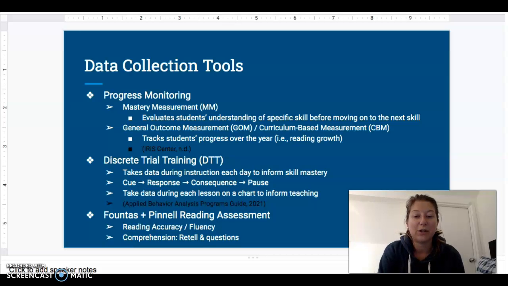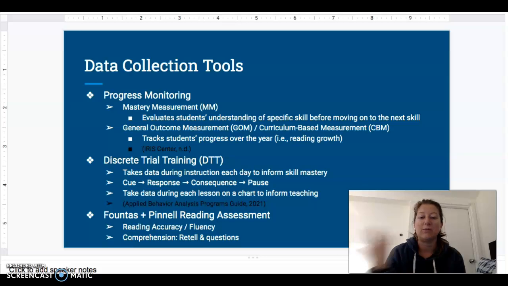So for example, the cue, I might have counters. I might give it to my student. I might just say count. They respond, and then there's a consequence. Either I neutrally take away the counters and we'll start over if they didn't respond correctly, or I will reinforce their positive response. If they did it correctly, then we'll pause, I'll take the data, and then we'll continue on.